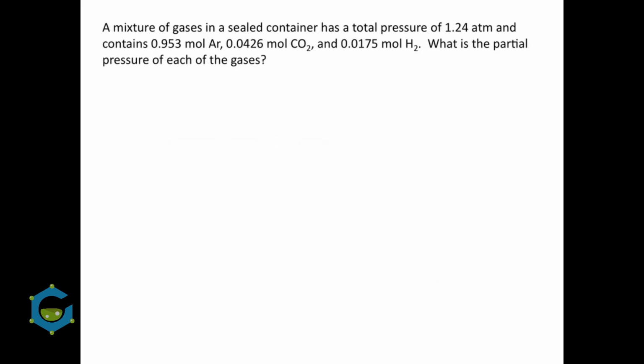A mixture of gases in a sealed container has a total pressure of 1.24 atmospheres and contains 0.953 moles of argon, 0.0426 moles of CO2, and 0.0175 moles of H2. What is the partial pressure of each of these gases? Remember that the partial pressure of each gas is equal to the mole fraction, which is the number of moles of that gas divided by the total number of moles, multiplied by the total pressure.